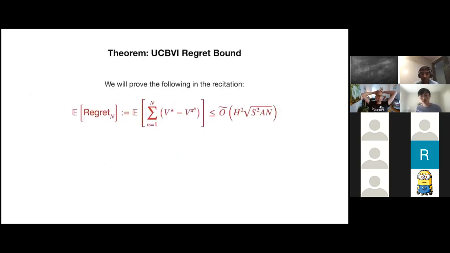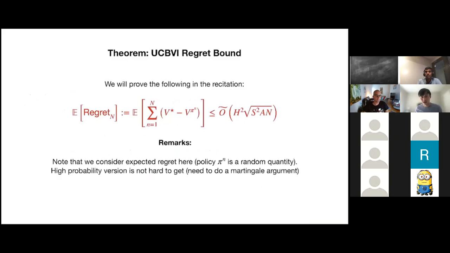So what we will prove in the recitation is that in expectation, the total regret over n iterations will scale sublinearly, at the rate of square root n. Okay, so two remarks here. First, it's not that hard to get a high probability statement, but here we're just going to focus on expectation in the recitation.